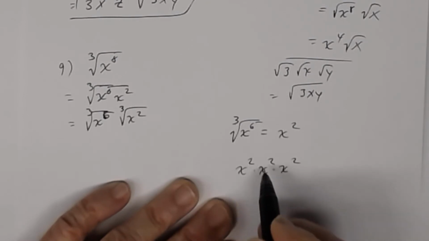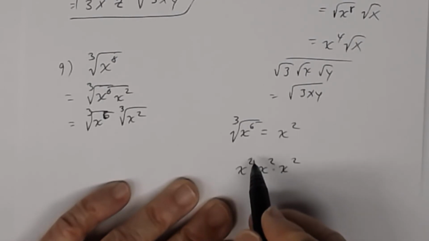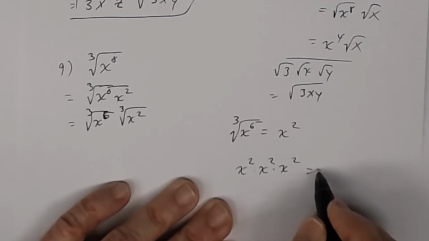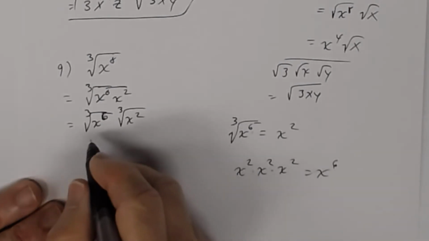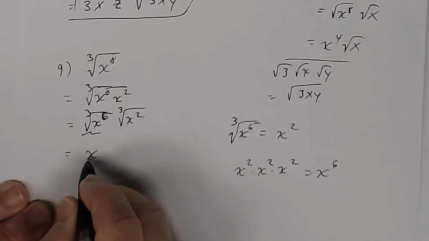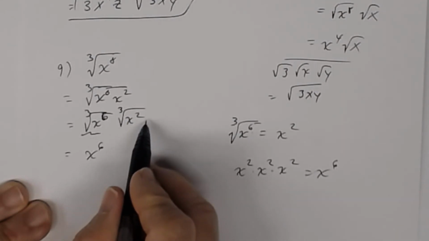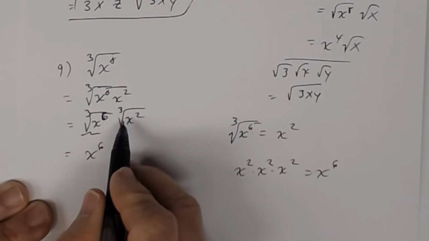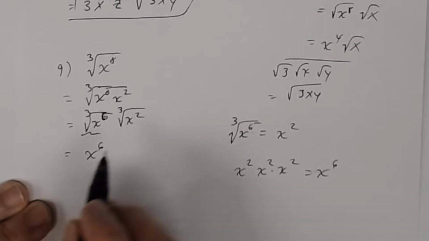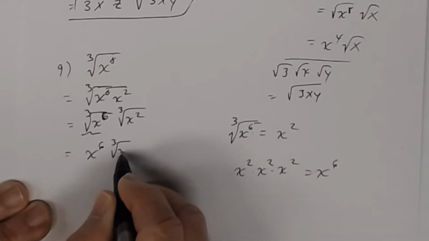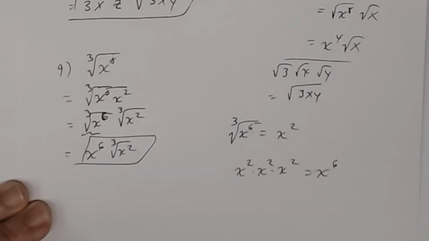1, 2, 3. When you multiply like bases, add exponents. 2 plus 2 plus 2 is x to the 6, which is what this was. Use these thought processes to help you. Now, can I simplify the cube root of x squared? No, because the exponent 2 is less than the index. So I'm just going to rewrite it. Cube root of x squared, and there's your answer.